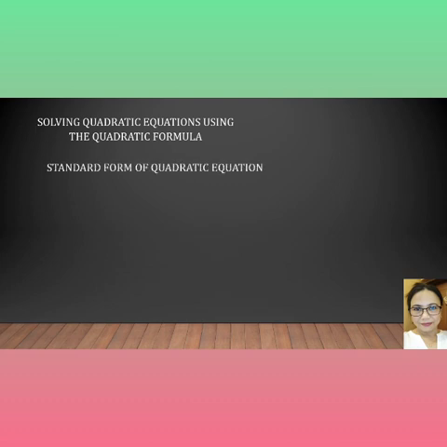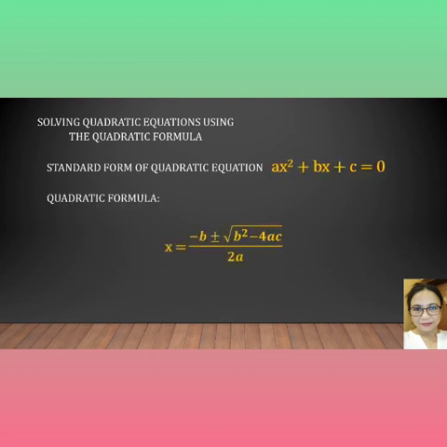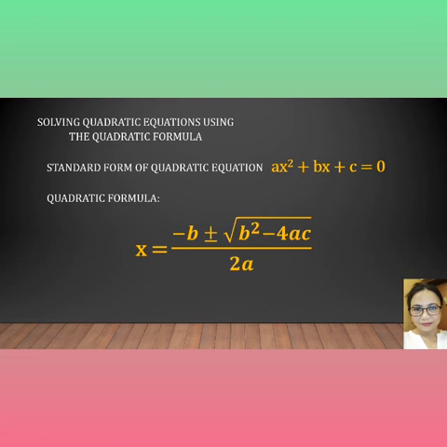Today I'm going to discuss with you solving quadratic equations using the quadratic formula. Our standard form of quadratic equation is ax squared plus bx plus c equals 0. Our quadratic formula is x equals negative b plus and minus square root of b squared minus 4ac all over 2a.